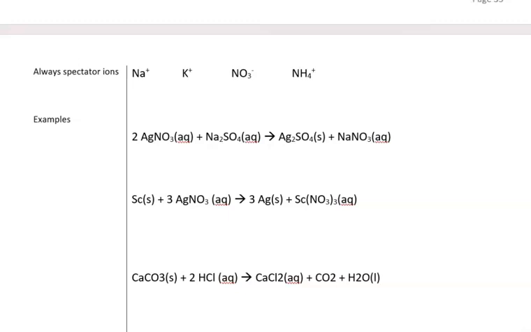So here are some things to keep in mind. These are ions that our essential knowledge told us were always soluble. That means they're always going to be spectator ions. Anything that is always soluble is going to be a spectator ion all of the time. So anytime you see any of these things, you know they're going to be a spectator ion.